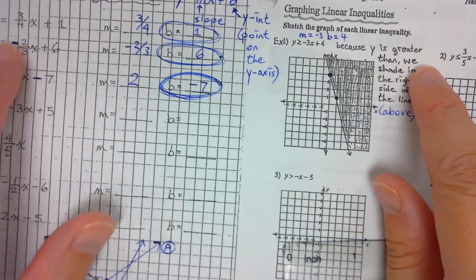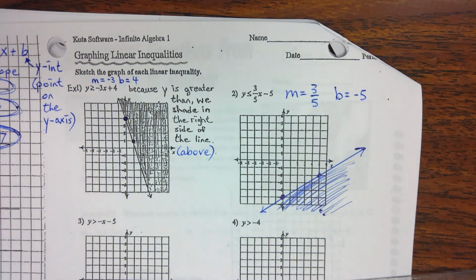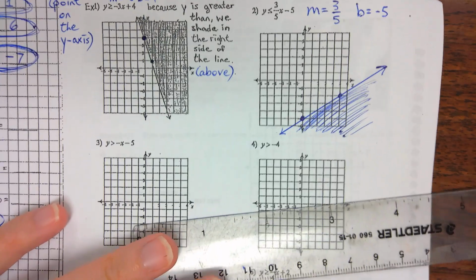So the difference between these questions: with an equal sign, it's just a line. But when it's an inequality, you have to shade it. If you don't shade it, it means it's wrong. Okay.